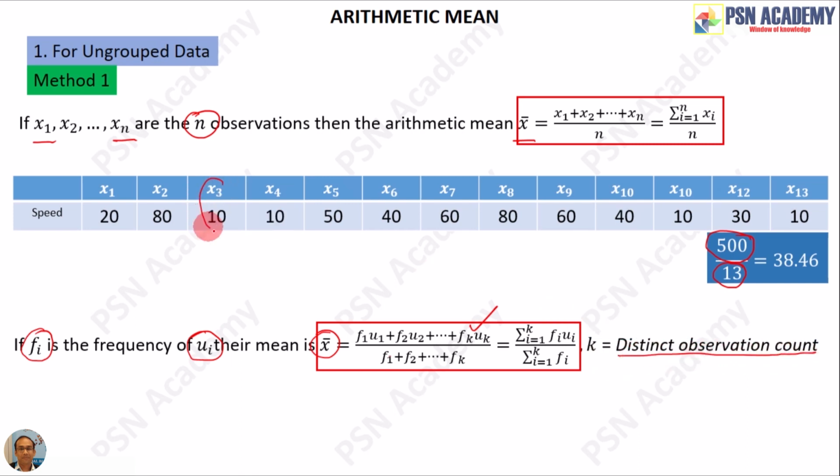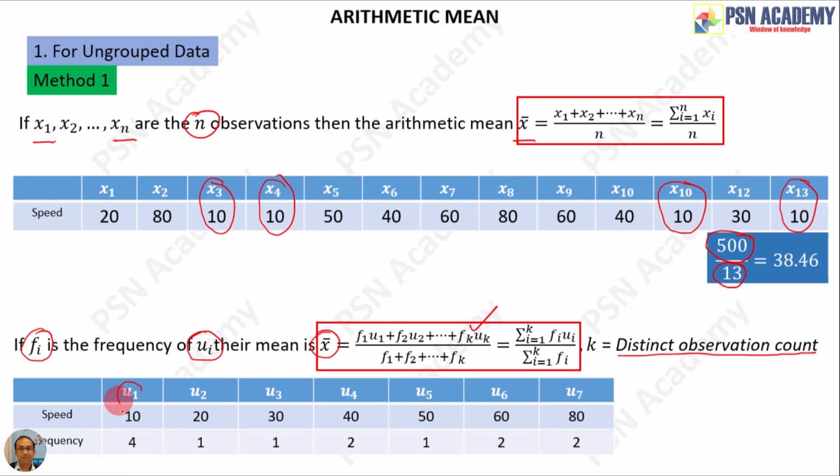You have x3 as 10, you also have x4 as 10, and x10 as 10 and x13 as 10. Now the speed 10 appears in 4 locations, right? This 10 is actually one of the ui's. So here you see, u1 is 10, u2 is 20, u3 is 30, then 40, 50, 60 and 80. There is no 70 actually, so from 60 to 80. So we have 7 unique items from u1 to u7, and u1 is the speed 10 and it appears 4 times. u2 is 20 and it appears 1 time. u3 appears 1 time, like that.